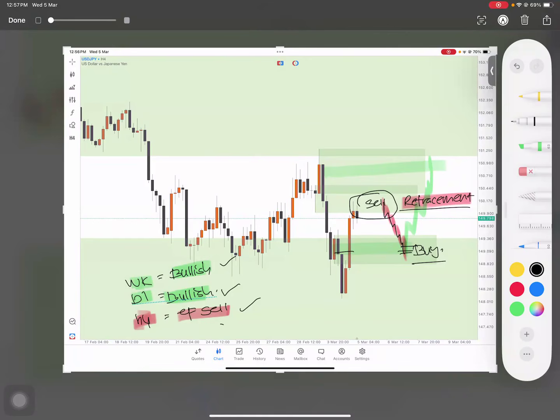Follow what price gives you at that time. That's what we call CMP. This is what we call CMP. Follow whatever price gives you at this time.